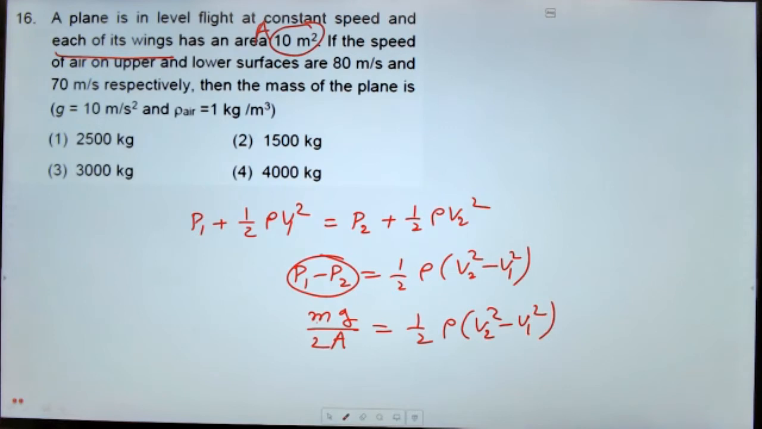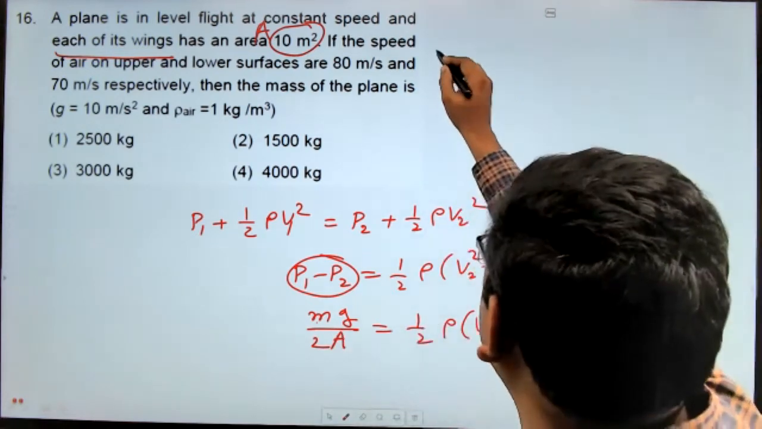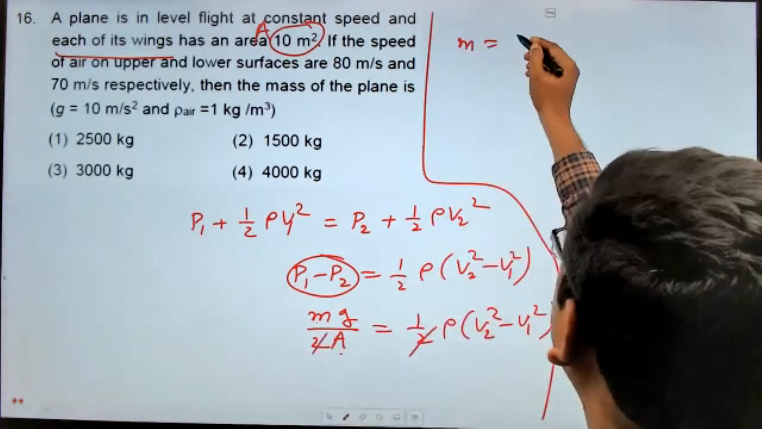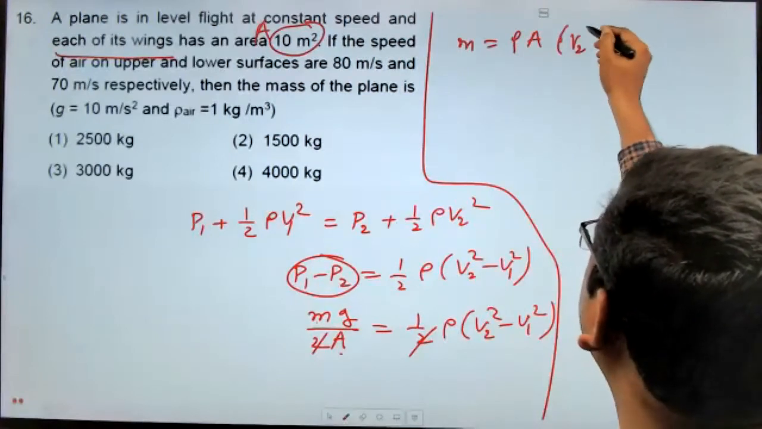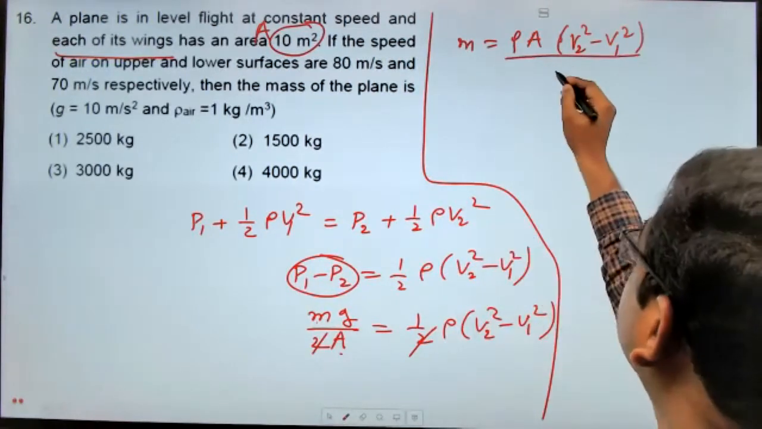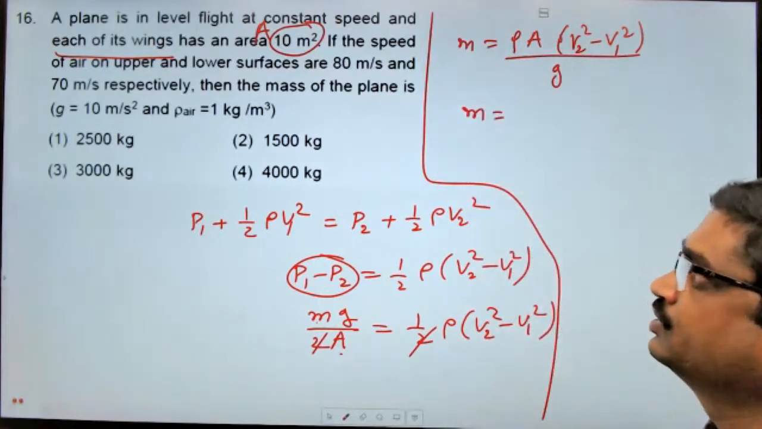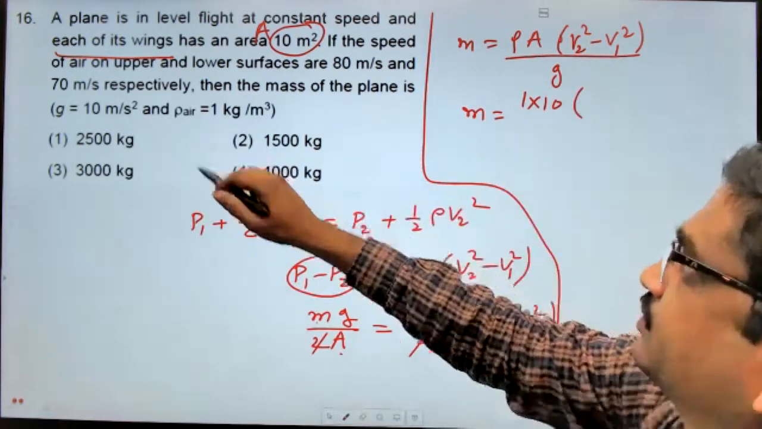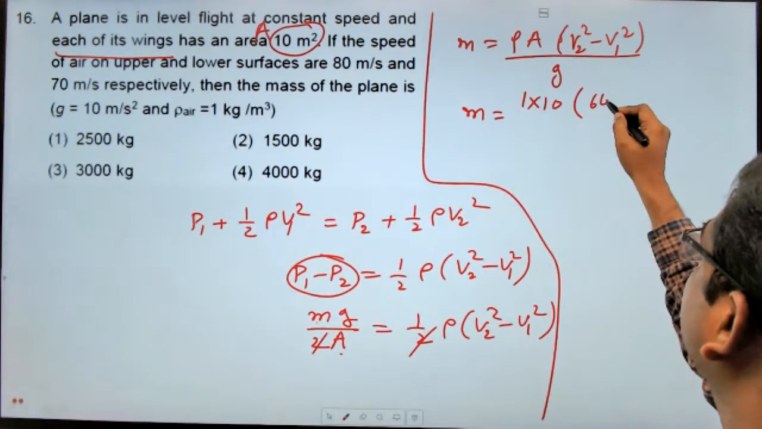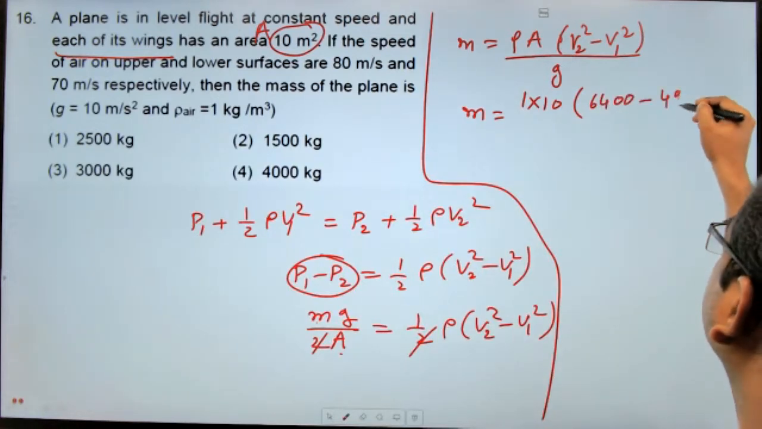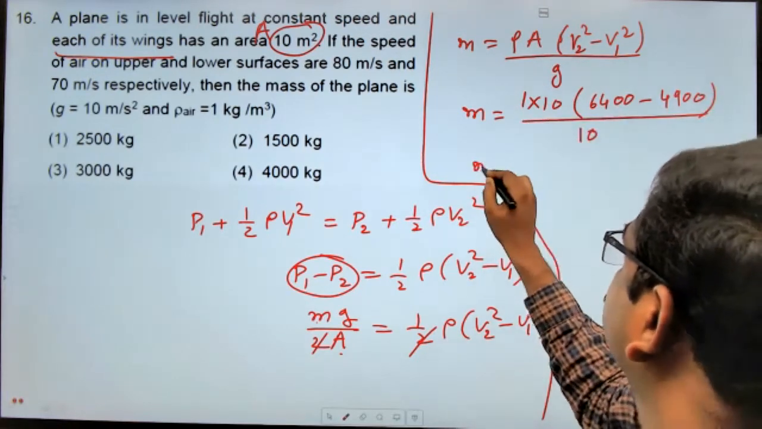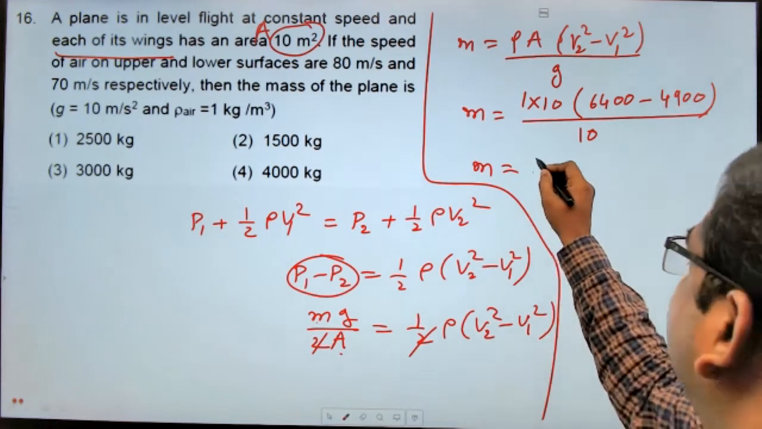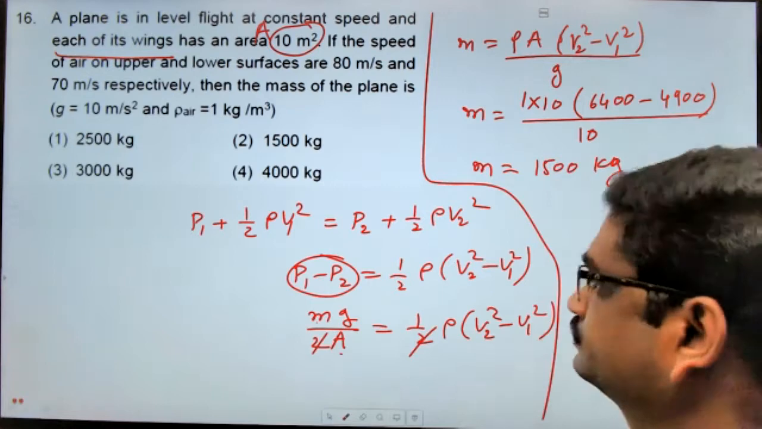What do you have to calculate? Mass only. Rearranging, the 2 gets cancelled out, and m equals rho into A into v2 square minus v1 square, by g. Density is given as 1 and g is 10. So 1 into area 10 into v2 square, that is 80 whole square, 6400, minus 70 whole square, 4900, by g value 10. The 10 gets cancelled out. 64 minus 49, that is around 1500. So go with the second option.